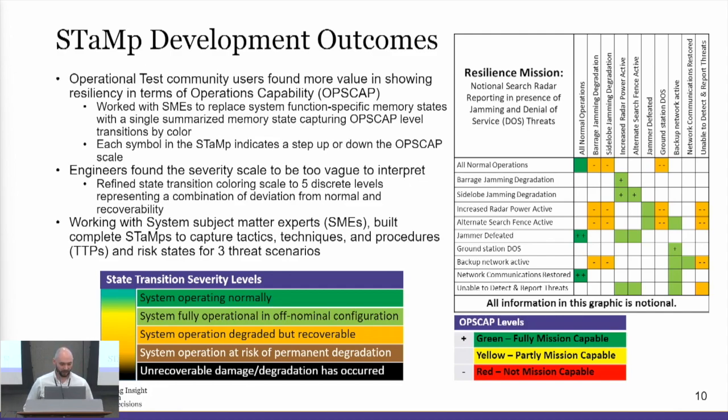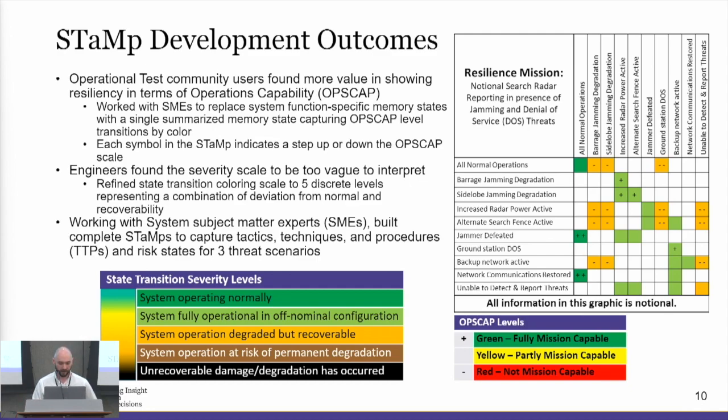One of the other things that we found was that when we first started this, the color scale here was fairly poorly defined as to what exactly those colors meant. So working with their engineers, we kind of nailed that down a little, to the point where the dark green is basically representing that we're operating completely normally. Light green is fully ops capable, but in an off nominal config. Going to yellow, we're somewhat degraded in system operation, but we're fully recoverable. So we're still kind of at the threshold where we're not losing capability permanently.